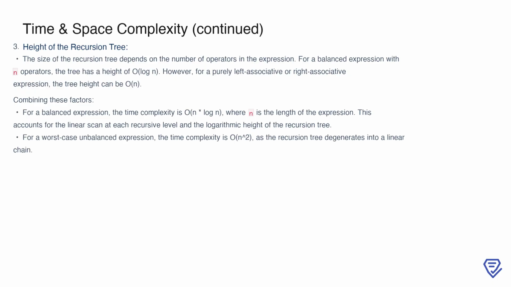However, in a worst-case scenario, such as a purely left-associative or right-associative expression, the recursion tree degenerates into a linear chain, with a height of O(n). Now, combining these factors, the time complexity for a balanced expression becomes O(n * log n). This accounts for the linear scan at each level of the recursion tree and the logarithmic height of the tree. For the unbalanced case, where the tree height reaches O(n), the time complexity worsens to O(n^2), as each recursive level still involves a linear scan. These two cases illustrate the best and worst outcomes for the function's performance.